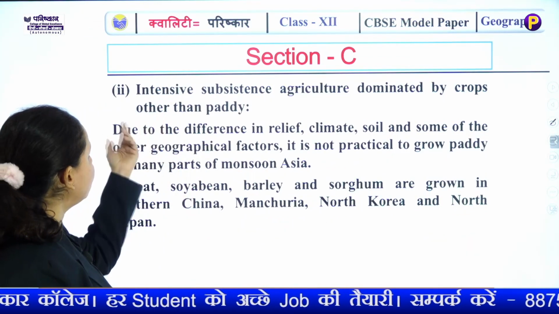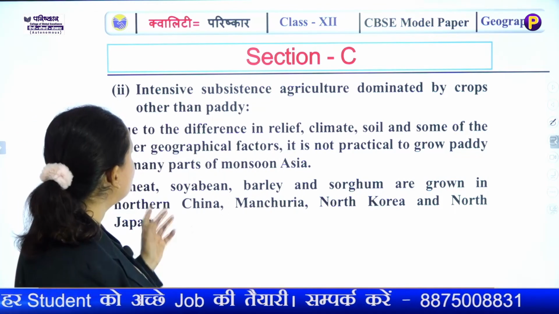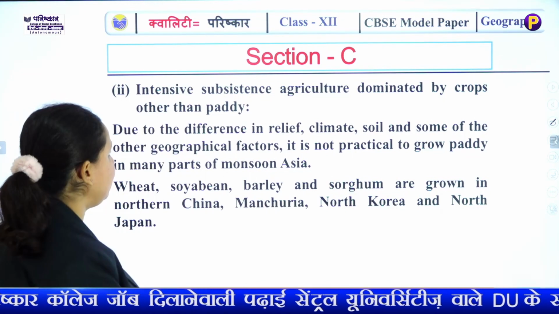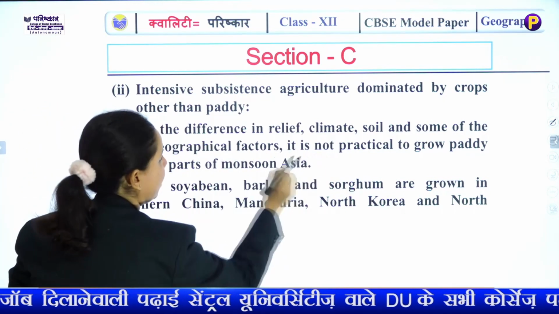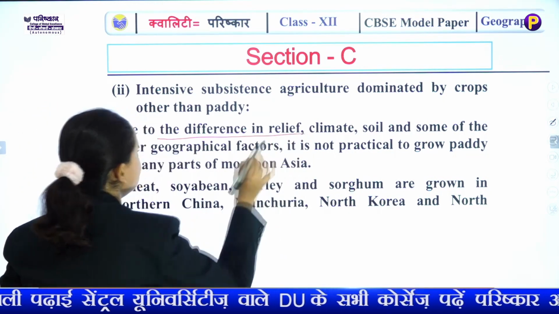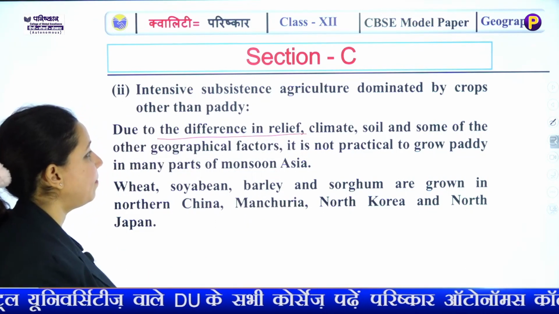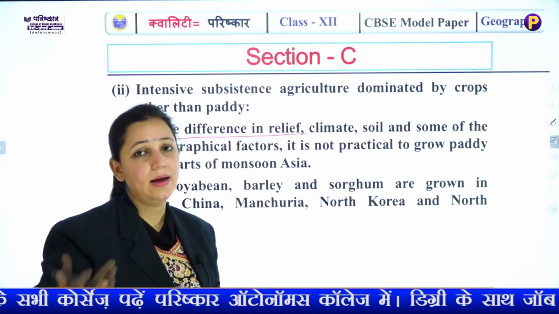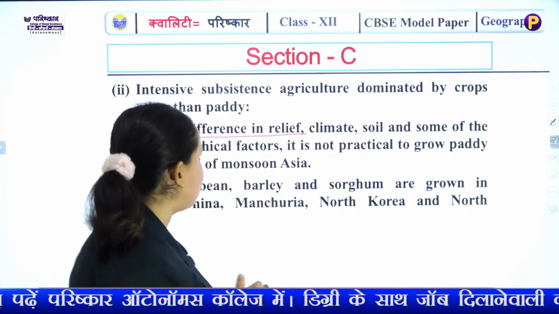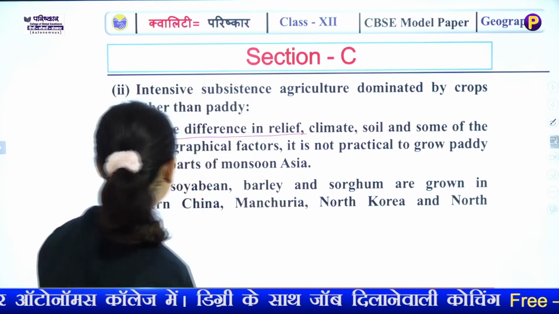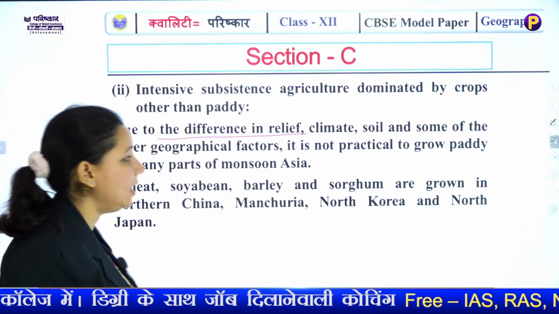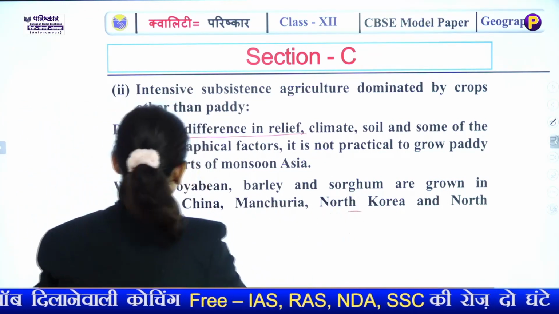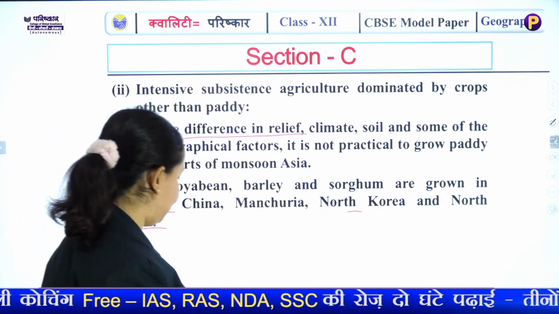Now what are the characteristics of the crop that are dominated other than paddy? Due to difference in relief, climate, soil and some other geographical factors, it is not practical to grow paddy in many parts of monsoon Asia. That's why they cultivate other crops because of the difference in physical factors. Wheat, soybean, barley, sorghum are grown in northern China, Manchurian area, North Korea and North Japan.